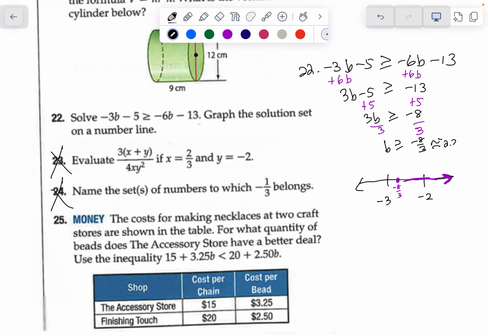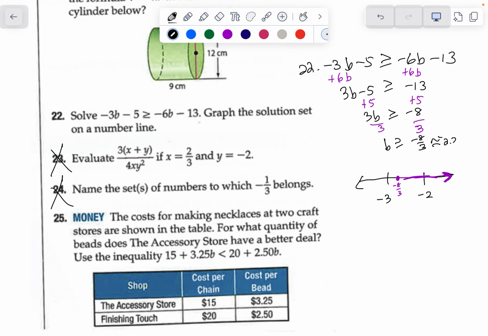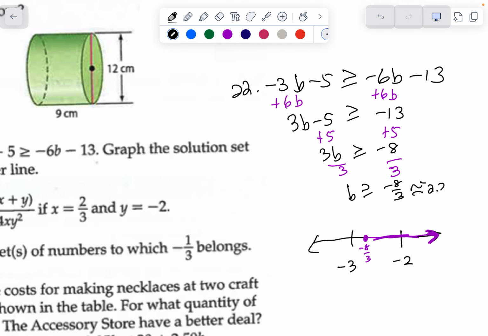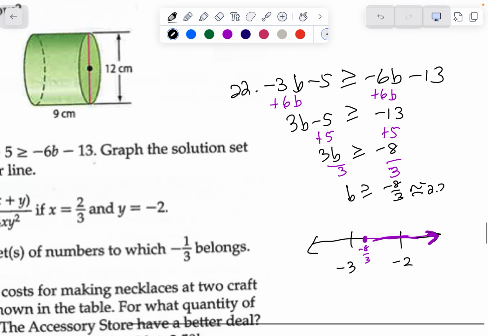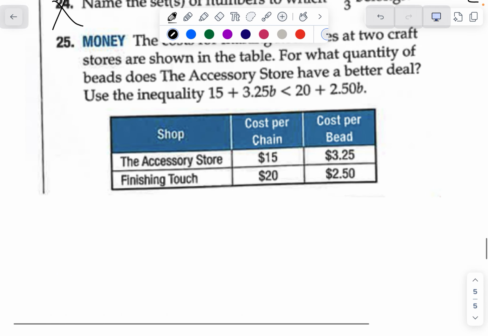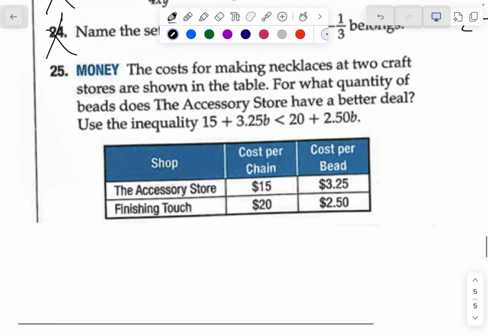Last problem I want to talk about is 25. Everybody have that one copied down? Everybody good? Okay, let's do 25, and then you'll turn this in, and this is what you need to study for tonight. You can look at any of the old videos. I'll send the playlist of all the chapter 1 videos so you have it.